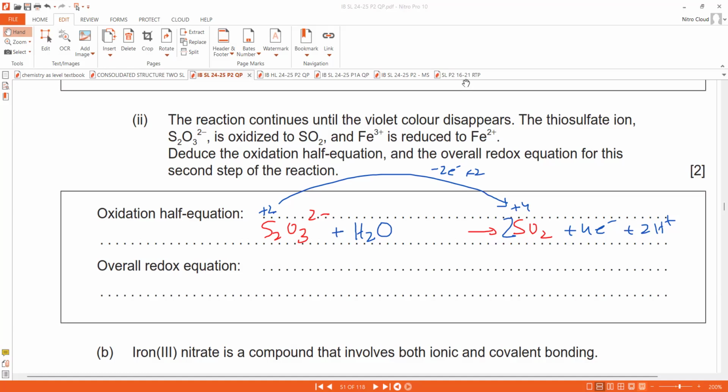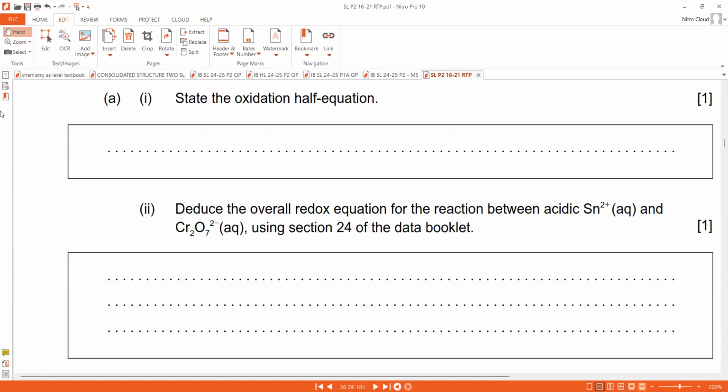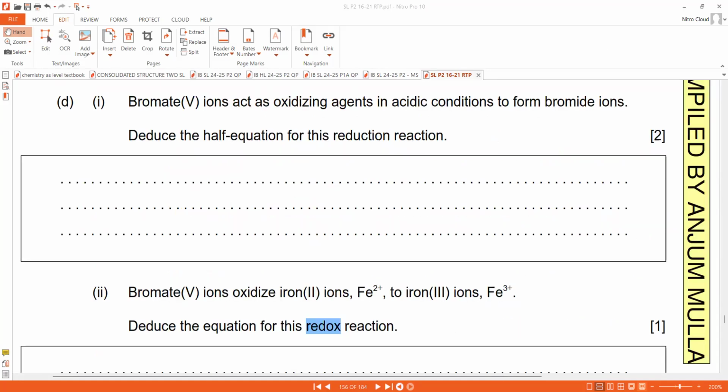The third example is, okay. This is the third example where bromate ions are acting as oxidizing agent, that means they are getting reduced to bromide ions.